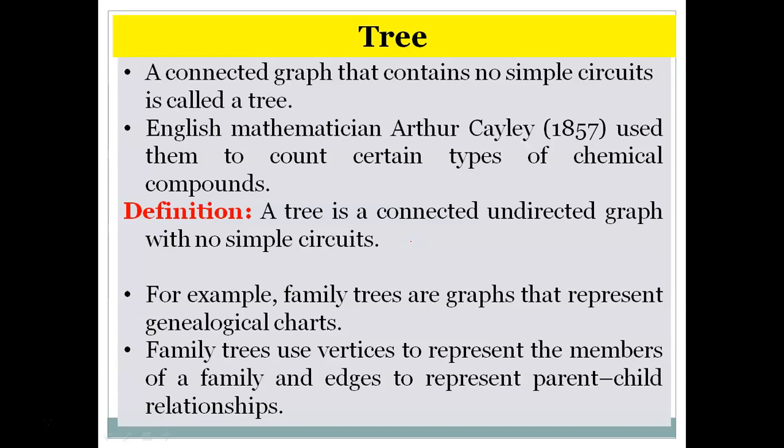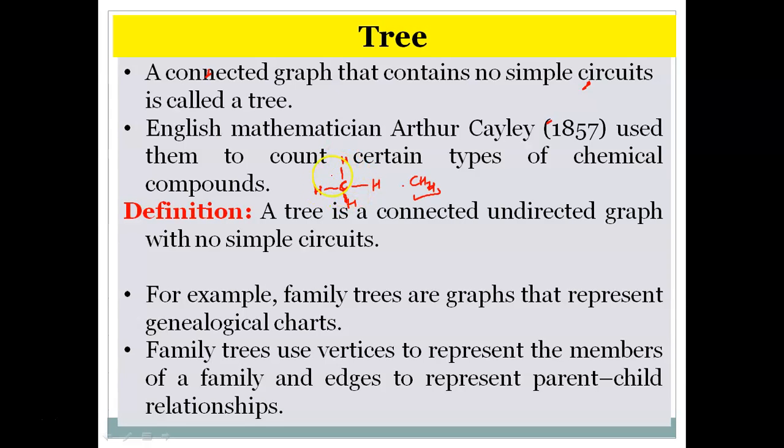An English mathematician, Arthur Cayley, in 1857 used them to count certain types of chemical compounds. And from your lower classes, suppose the simplest chemical compound we discuss is methane. In methane there is carbon and hydrogen, hydrogen, hydrogen, hydrogen. So in fact these represent the vertices of the graph, and these bonds represent the edges of the graph. So this formula CH4 can be represented with the help of a tree.